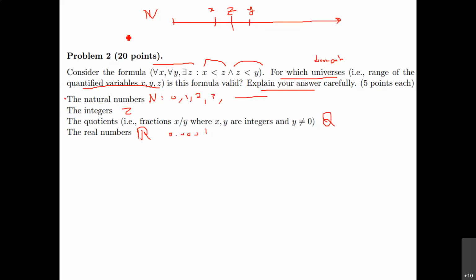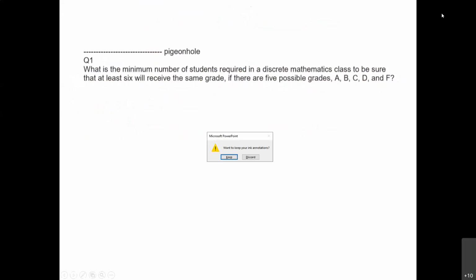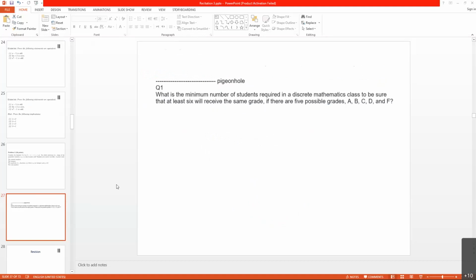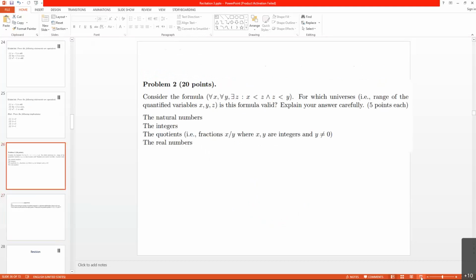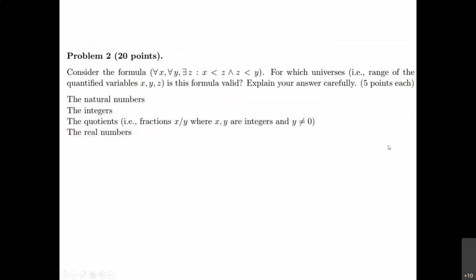So would it work for the natural numbers? Would this formula be true? You guys aren't gonna make me do a poll, are you? So what do you think? For the natural numbers, would this work?